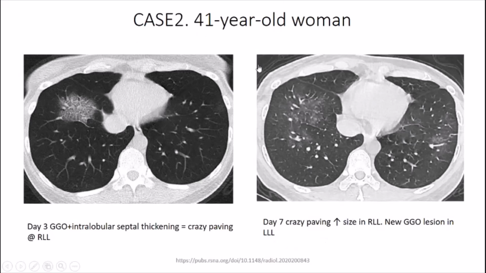This is another 41-year-old woman diagnosed with COVID-19. At day 3, there's a ground glass opacity, basically crazy paving with superimposed reticular pattern or ground glass opacity in the right lower lung lobe. After 4 days, on day 7, the opacity has become more extensive and increased in size, with some lesions on the left also.